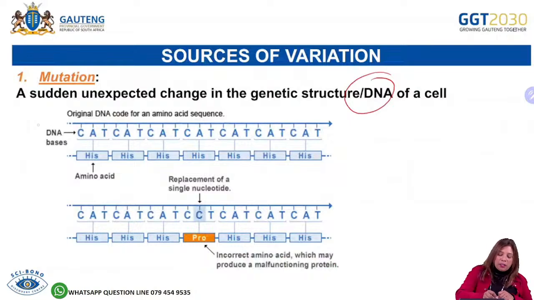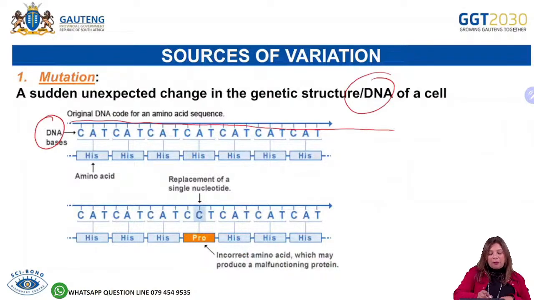But we do know that we got our DNA bases. And this is the original code for the DNA. And we can see that it says CAT, CAT, CAT because we know they're found in triplets, so that one triplet of bases can form an amino acid. So we can see that this is CAT, CAT, and they form the amino acid histidine, histidine, histidine, histidine, and so on. But if we look at what happened, because mutation is a sudden, unexpected change in the genetic structure.